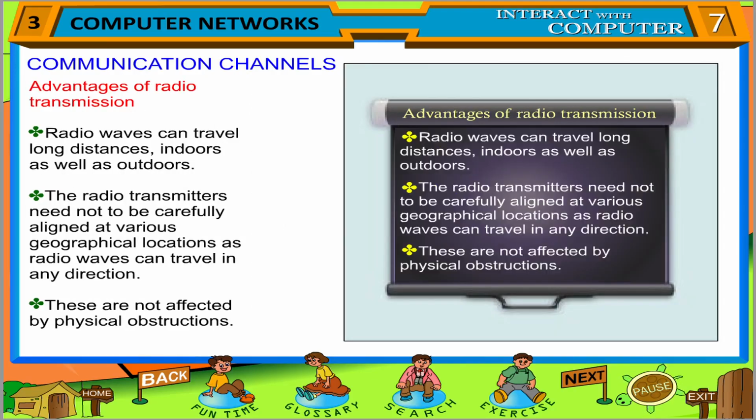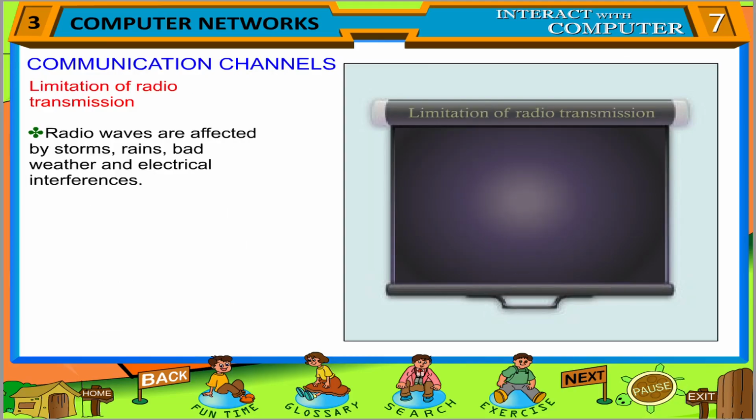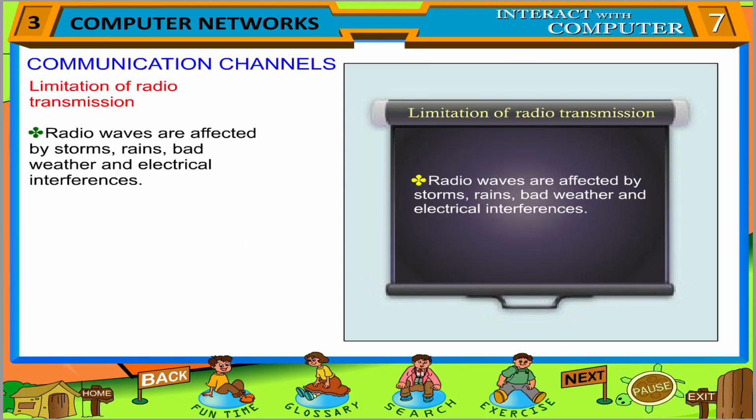Advantages of radio transmission. Radio waves can travel long distances indoors as well as outdoors. The radio transmitters need not be carefully aligned at various geographical locations, as radio waves can travel in any direction. These are not affected by physical obstructions. Limitation of radio transmission. Radio waves are affected by storms, rains, bad weather and electrical interferences.